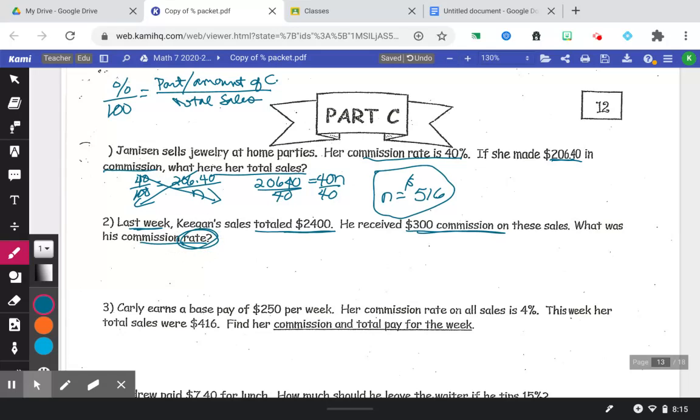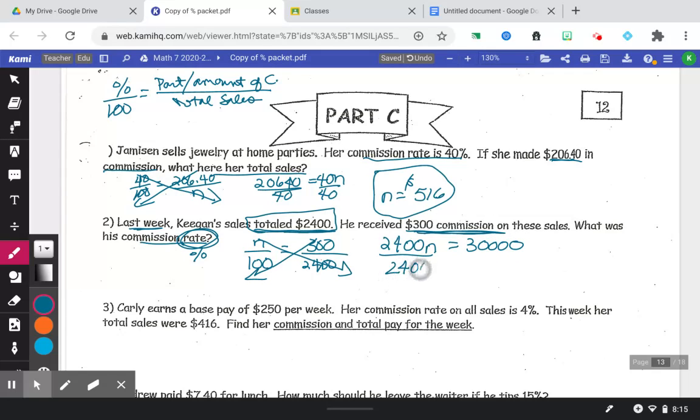And remember, when it's talking about the commission rate, that's your percentage. So we know we're looking for the percent. It says the total sales last week was $2,400. And he received $300 of that in commission. Okay, there's your setup. Let's do our cross products. 300 times 100. Now we're going to divide both sides by 2,400. And you'll get your answer of 12.5, and that's your percentage.